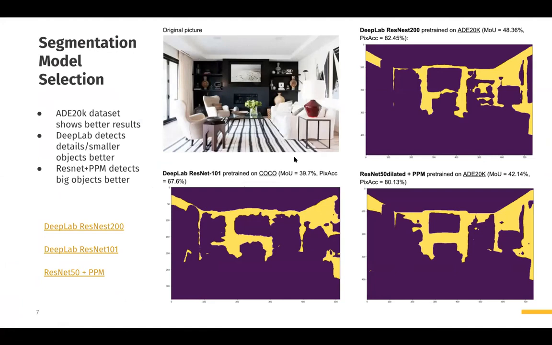Some of them were trained on COCO, some of them were trained on ADE20K, and the ones trained on this dataset, which basically comprises images of scenes, different interiors or outside roads, showed better results, and that's why we used it.